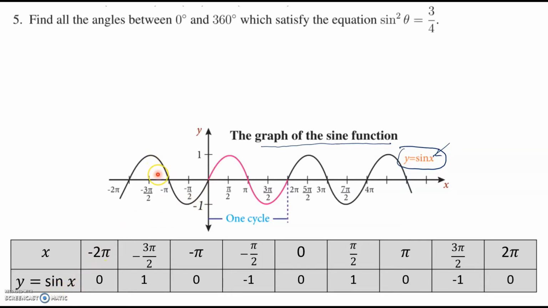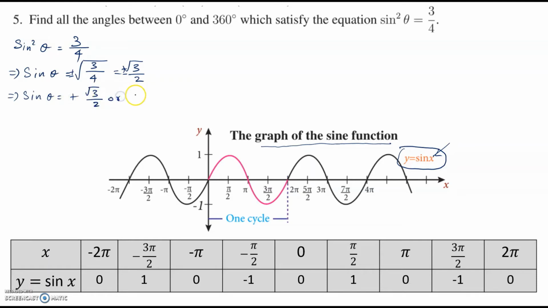So now what we are asked to do is, the question says find all the angles between 0 to 360 degrees which will satisfy the equation sin²θ is equal to 3 by 4. So let's start to break this down. So sin²θ is equal to 3 by 4, which implies sin θ will be equal to the square root of 3 by 4, which is nothing but root 3 by 2. Sorry, plus or minus here. So this implies sin θ is equal to plus root 3 by 2 or minus root 3 by 2. So now we need to consider all the values of theta, in other words, in the function here, x.